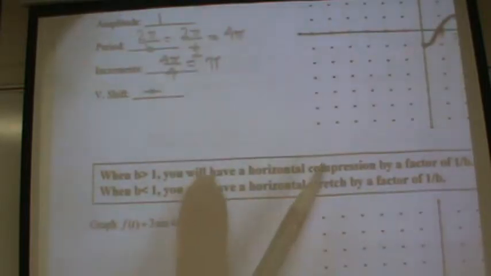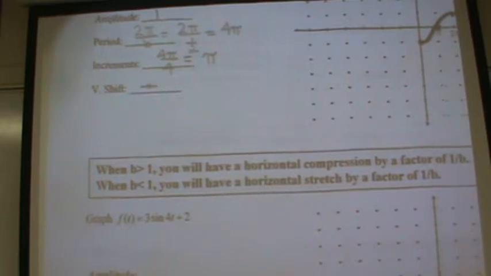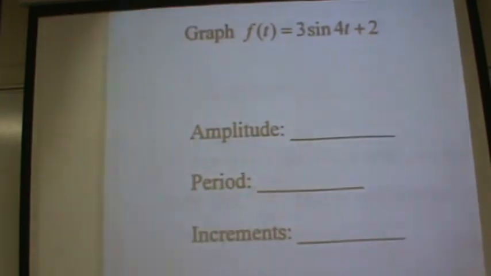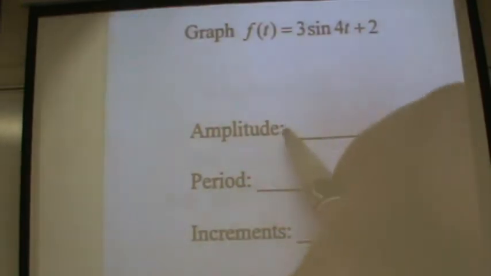And then this is what the explanation is right here. If B is greater than 1, you're gonna have a horizontal compression. If B is less than 1, you have a horizontal stretch. Next, let's put it all together. Now, this will make more sense.